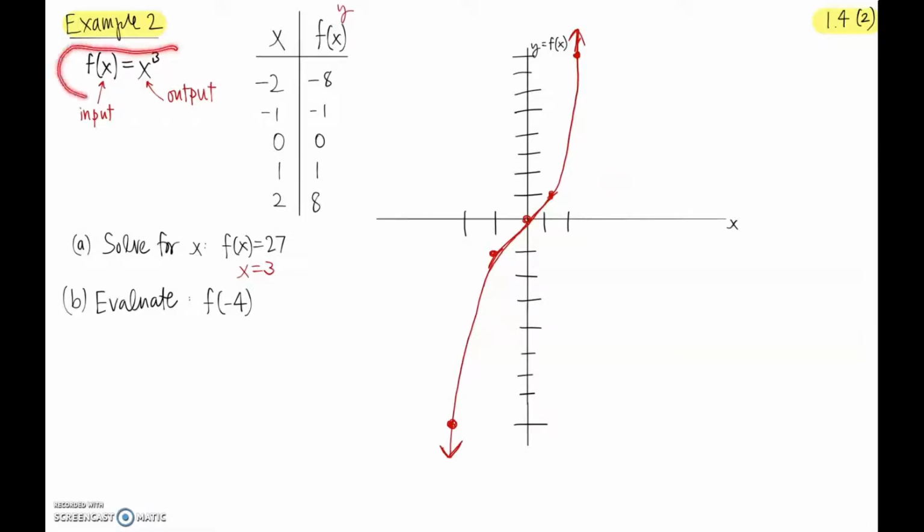Let's go back to our formula for the function. So if our input is negative 4, then that would mean that we want negative 4 cubed. That's the rule for this function, and negative 4 cubed is negative 64. That's it. That's the answer that they're looking for.